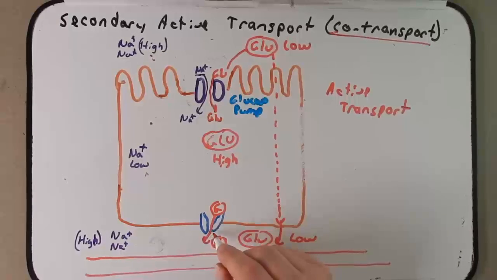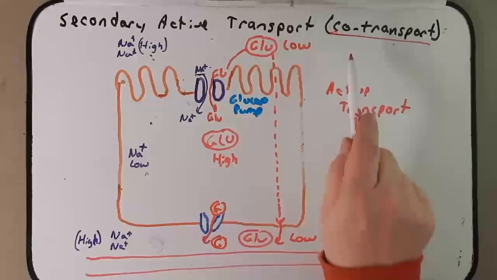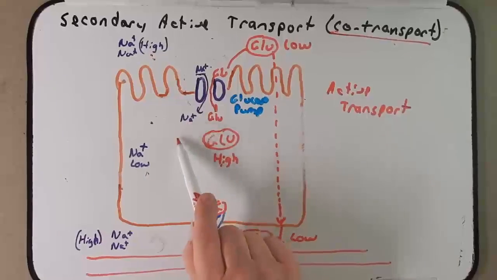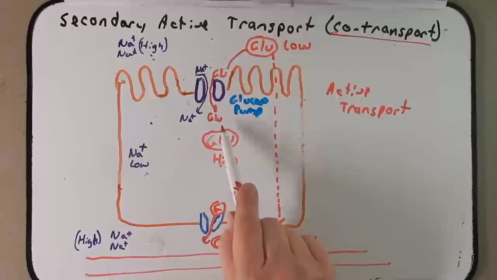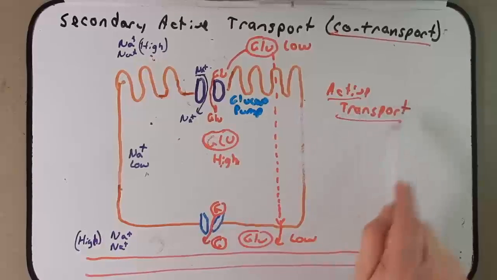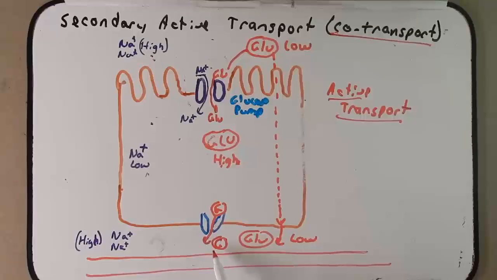So this would be an example of facilitated diffusion. And this is all because of co-transport. Sodium, using facilitated diffusion, moves into the cell, brings with it glucose. Glucose then can enter the cell via active transport. And now it leaves the cell into our blood system using facilitated diffusion.